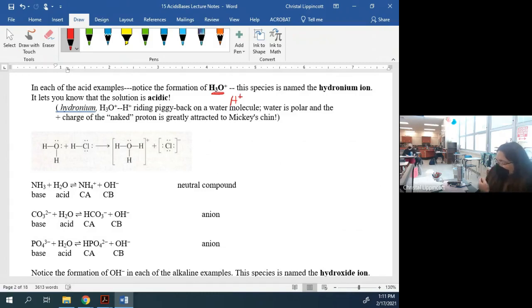It's riding piggyback on a water molecule. The water is polar. The charge of that naked proton then is greatly attracted to Mickey's chin. So what they're talking about is that you've got a hydrogen here. You've got a hydrogen here. This is your water molecule. See how that looks like Mickey Mouse? I'm not an artist, y'all. Sorry. And then a hydronium ion would have an extra hydrogen down here. So that's what they're talking about, Mickey's chin.